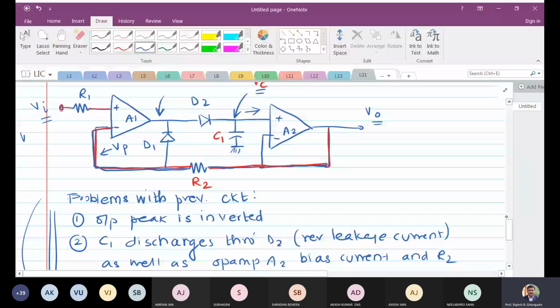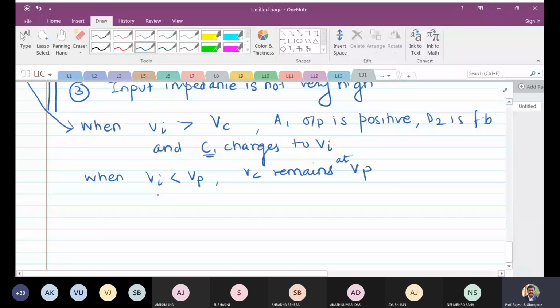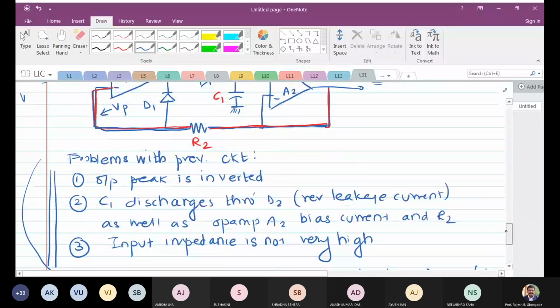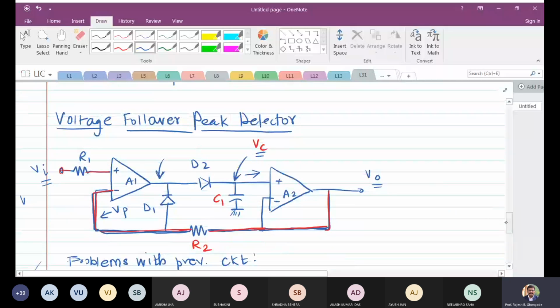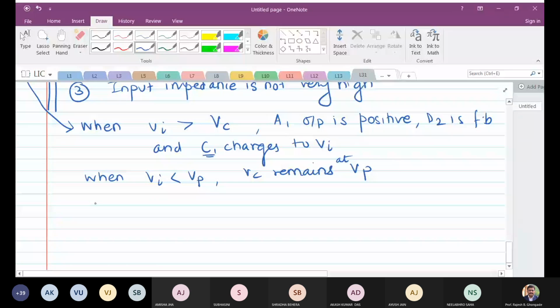Now if that happens, see what is the situation? Inverting input is higher than the non-inverting input. So inverting input is higher than the non-inverting input. So what will be the output of A1? Will it be positive or negative? Yes? It becomes negative.